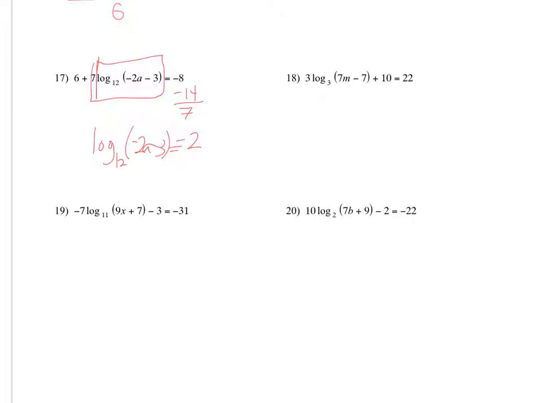I'm going to convert this to an exponential. Here's my base, my exponent, my answer. So 12 to the negative 2 is equal to negative 2a minus 3. If I add that to both sides, we're going to have 1/144 plus 3, all divided by negative 2, is equal to a. That'd be fine to leave your answer like this on a question like this, or give me a decimal, and that would be okay too.